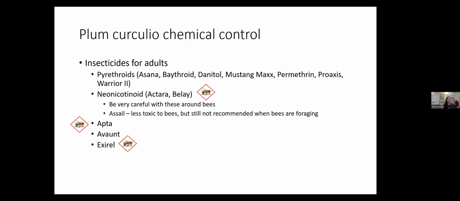And so when you are rotating chemistries, you have to make sure that you're rotating within different chemical classes. So I've listed the pyrethroids here at the top, and you can see there's a bunch of those labeled for plum curculio. But if you were rotating chemistry for resistance management and you just rotated within the pyrethroids, you're not really rotating chemistry. So you want to use from different chemical classes.